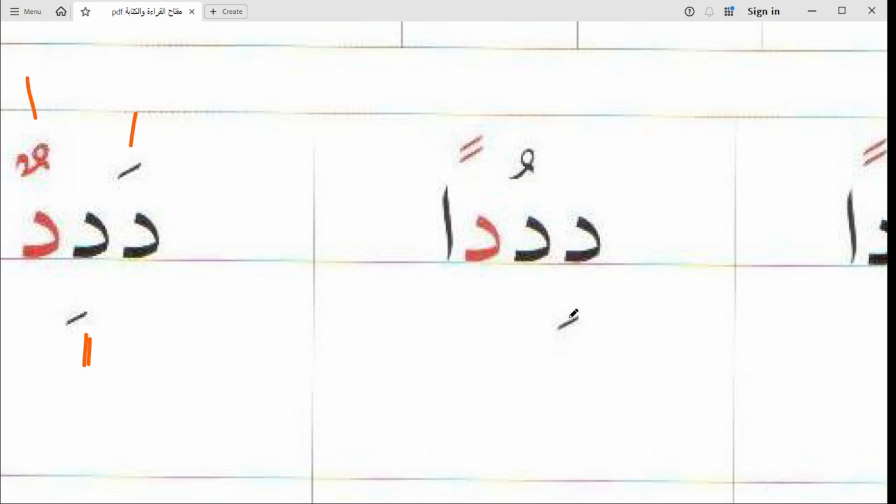Daal with kasra is di, di. Daal with dhamma is do, do. Daal with fathatain, sorry. Daal with tanween al-fath is going to be dan, dan. So di, do, dan. Alright?